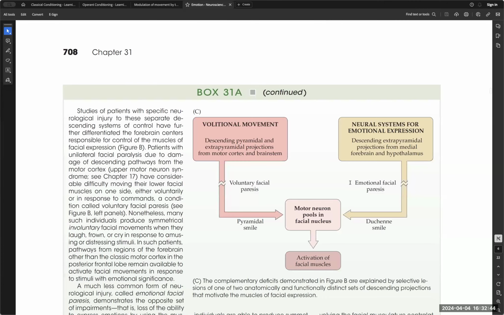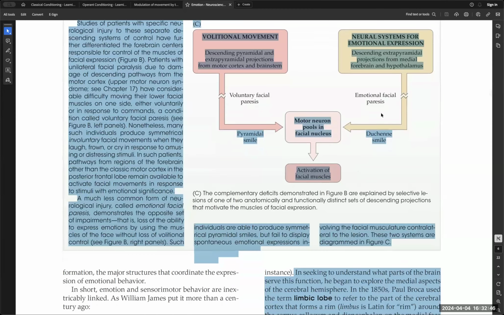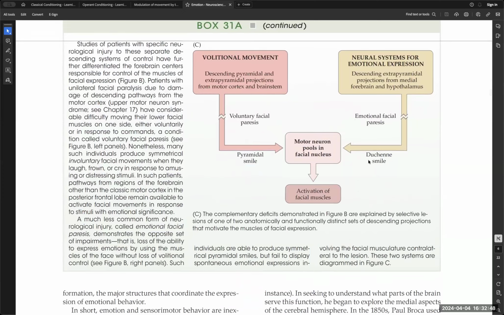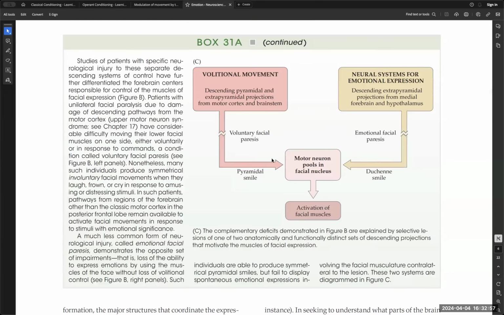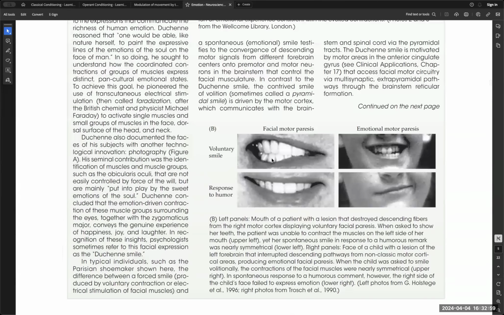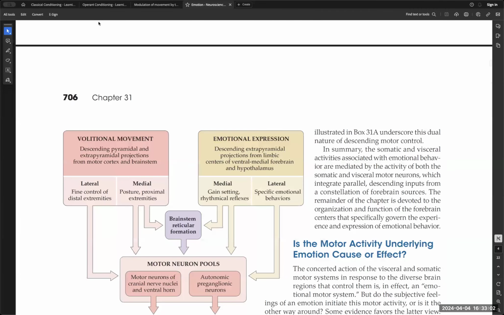And this is what happens if you have emotional paresis, emotional facial paresis, you'll have a Duchenne smile. If you have a motor facial paresis, you'll have a pyramidal smile, اللي هي uneven smile. This basically uneven smile that you saw earlier here. Okay, and this pathway is what really plays a role in this.